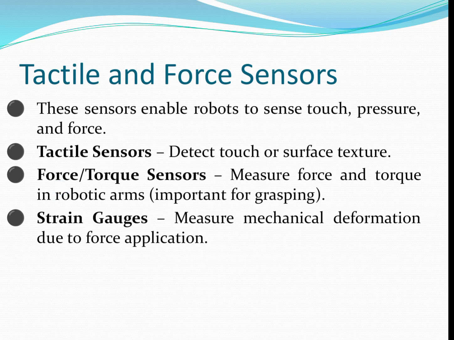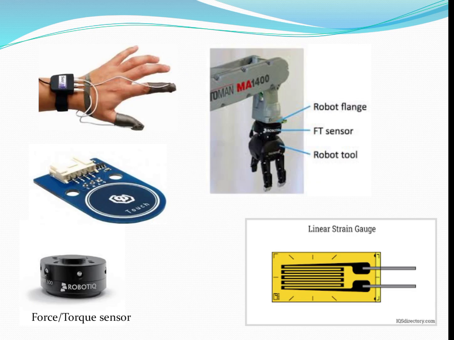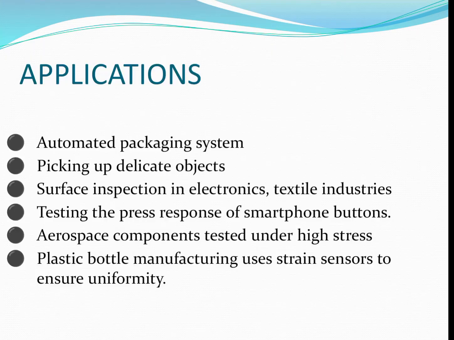Next we see tactile and force sensors. These sensors enable robots to sense touch, pressure, and force. Examples are tactile sensor and strain gauge. The tactile sensor detects touch and surface texture. Force sensors measure force and torque in a robotic arm. Strain gauges measure the mechanical deformation due to force application. These are images of tactile and force sensors.